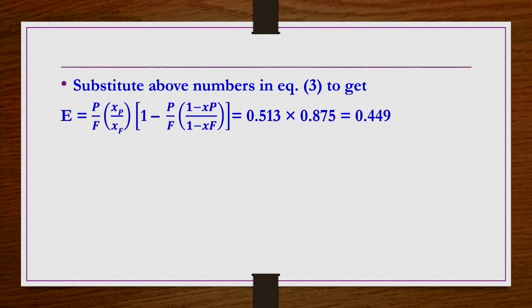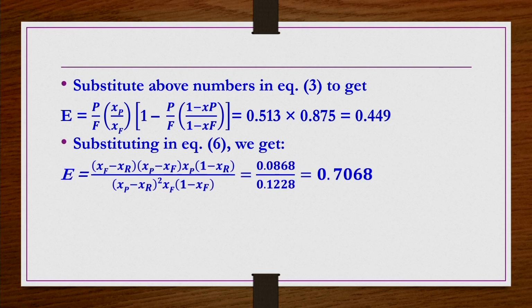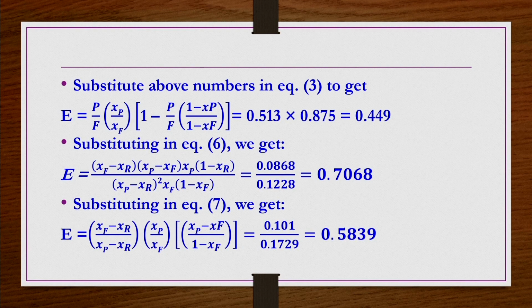Method 1, that is equation 3, if you substitute, you get E equals 0.449. Method 2, equation 6, if you substitute these XP, XR, XF values, then you get E equals 0.7068. Method 3, if you substitute these values in equation number 7, you get 0.5839. Here XF is X suffix F, and XP is X suffix P. So, now you can see all three methods are giving three different values of the effectiveness.